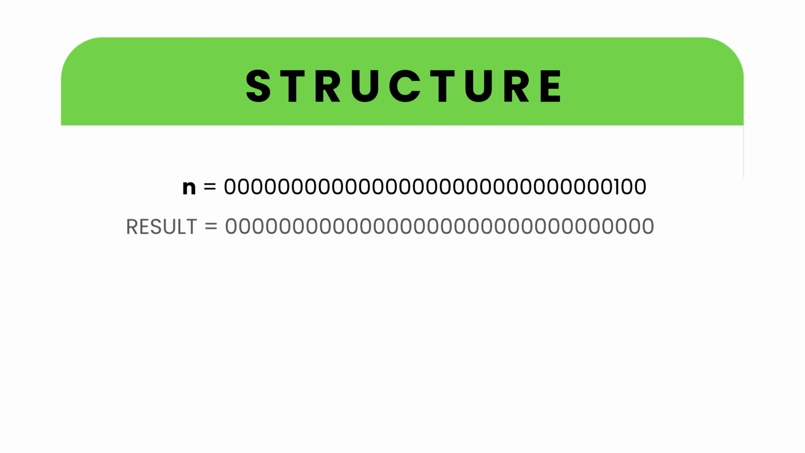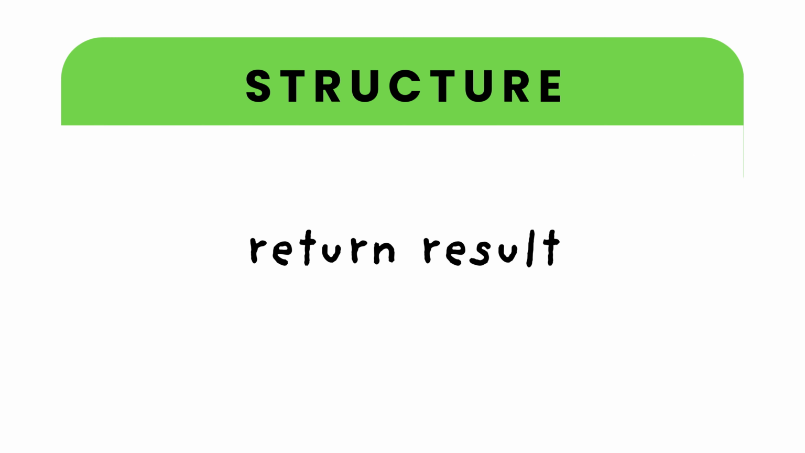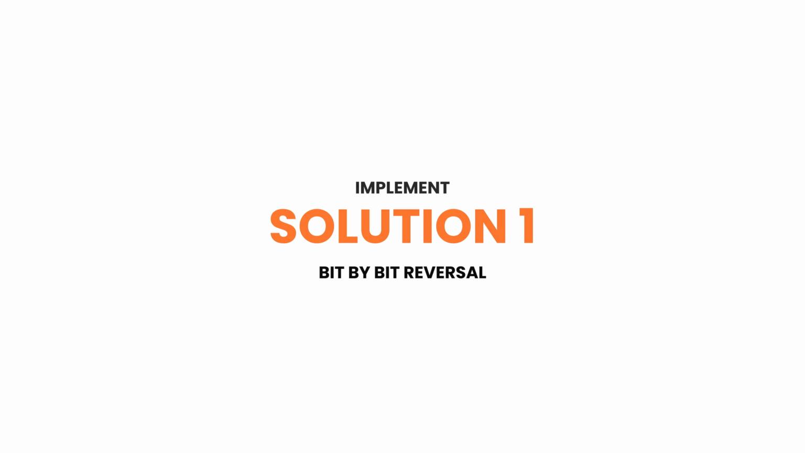Here's the structure. Initialize result to 0. For 32 times, or as many as the number's bit length: shift result left by 1 to make space for the next bit, add the least significant bit of n to result with result OR equals n AND 1, and shift n right by 1 to process the next bit. When done, return result. Let's try to implement it using Solution 1.